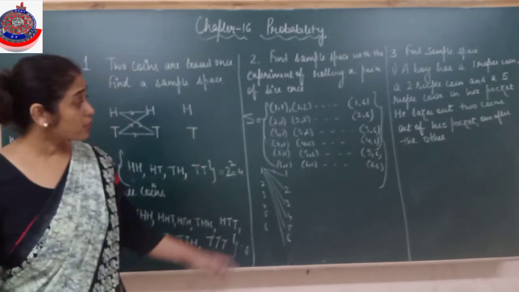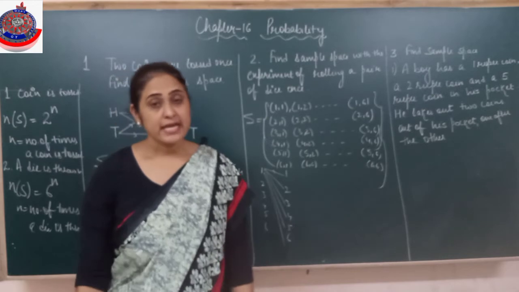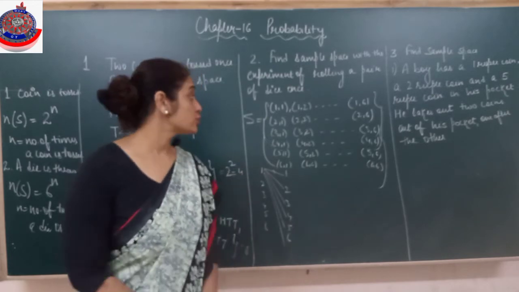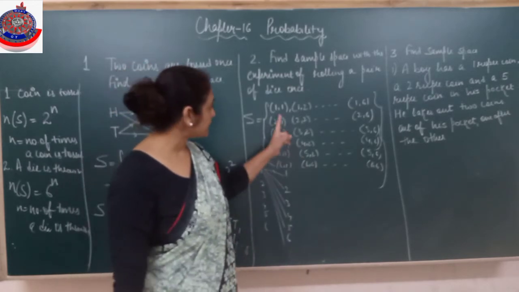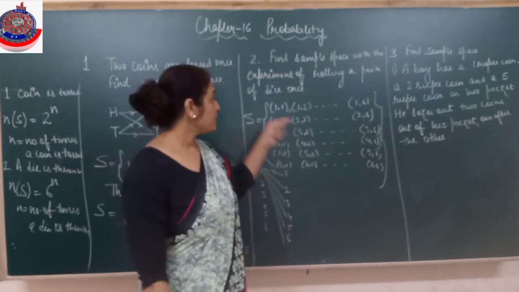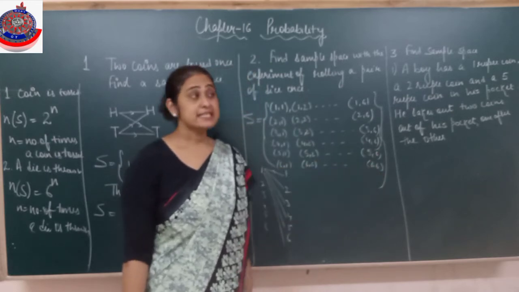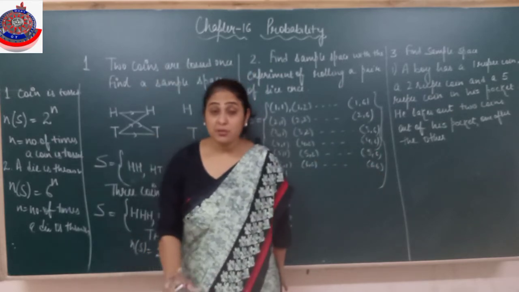So these are the possible outcomes. How many? 6 into 6, 36. Clear? This you have done in class 10th also. So we know that in a die, doublets means 1,1; 2,2; 3,3; 4,4; 5,5; 6,6. Minimum sum होता है 2, maximum sum होता है 6 plus 6, 12. Is it clear? See, I am presuming that you know the basic concepts.